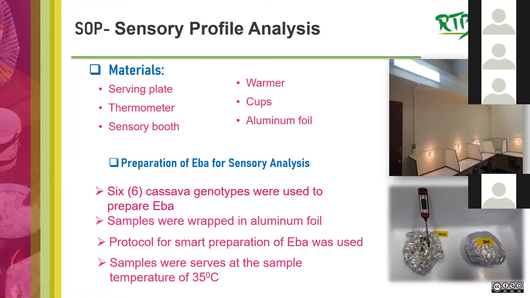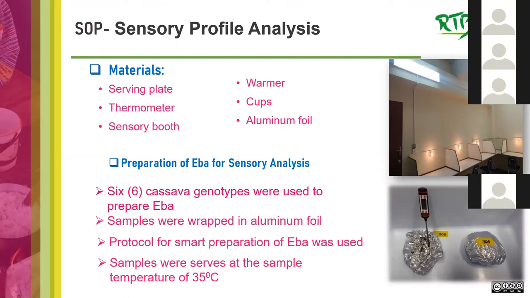So what about the sensory profile analysis protocols? We developed the protocols as well in collaboration with NRCRI, as I've mentioned. The materials we use are serving plates, a thermometer, sensory boats, warmer cups, and aluminum foil. The preparation of EBA for sensory analysis follows that same protocol that we have developed.